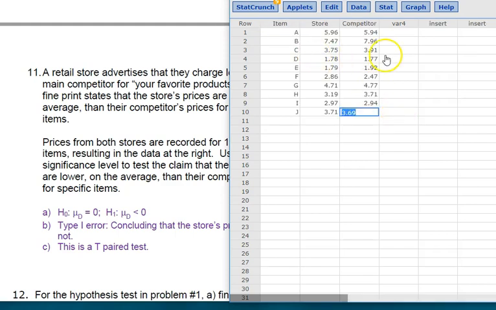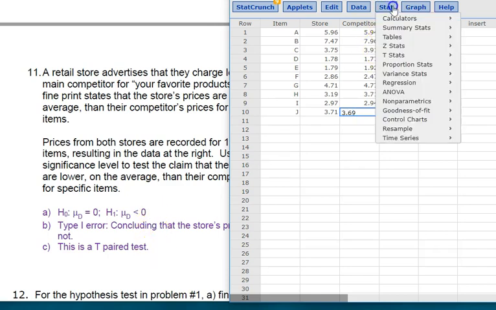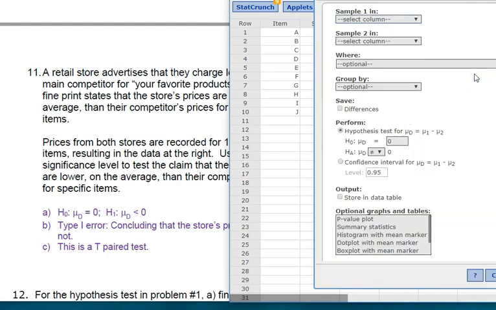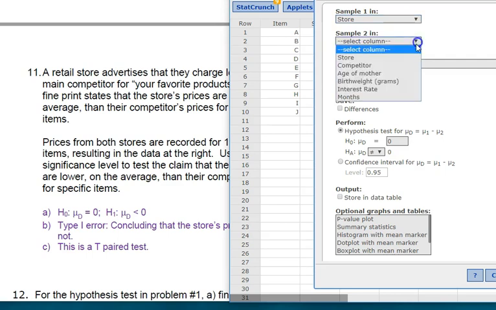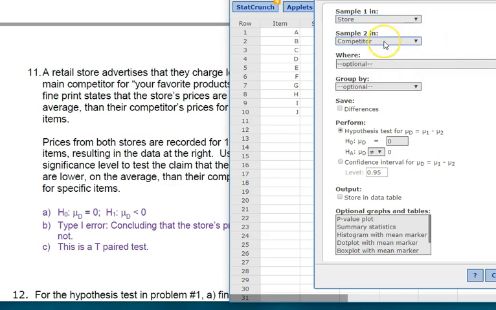Here's my data after I copied and pasted it into StatCrunch. What we're doing for this is a t-paired test. So I'm doing t-stats paired. The data that came first in the problem was the store. Second was the competitor, so that's the way I'm putting it in here. And then our inequality was a less than.